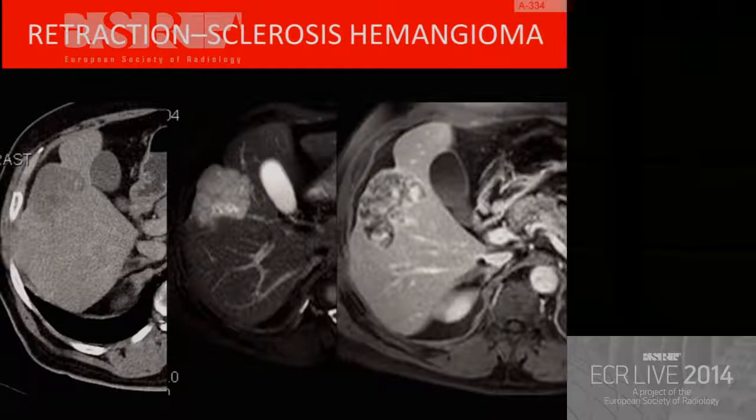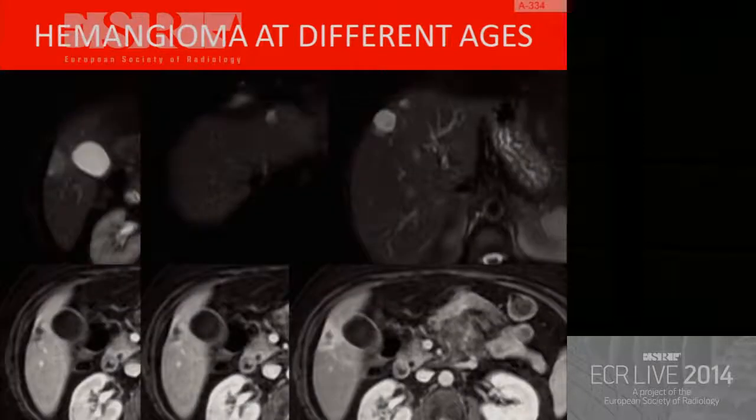This patient had a retraction, which is not a good sign if you're doing liver imaging. You can see the retraction. The T2 signal is not very high. You can compare it to the gallbladder. And look at the enhancement pattern. We were kind of puzzled. We sent the patient to surgery. It turned out to be a sclerotic hemangioma. And you can see the T2 signal. The reason for the T2 signal is there is increasing fibrosis, fibrotic tissue within the hemangioma.